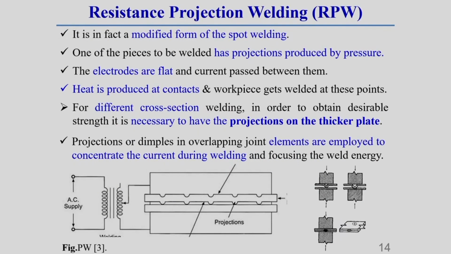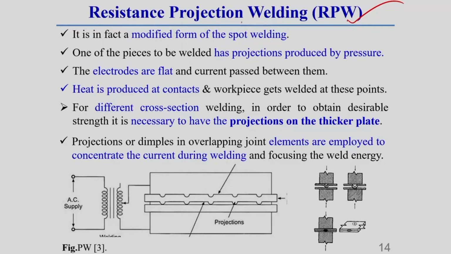Now, we will discuss resistance projection welding. This is another category of resistance welding technique. So, these are all different types of resistance welding processes. Why is it a resistance welding process? Because here the heat is generated due to the resistance of the material pieces. So, resistance heating is done, that is why these are all called resistance welding processes.